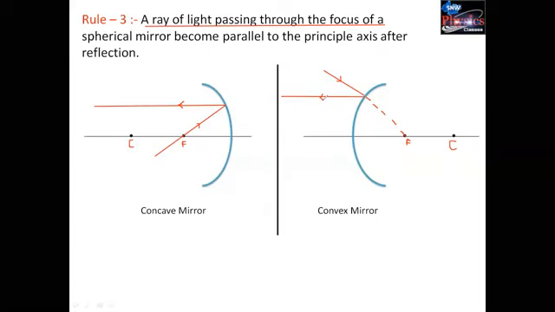We have understood the third rule, that the ray of light passing through the principal focus of a spherical mirror becomes parallel to the principal axis after reflection. ठीक है, फोकस पे अगर कोई रे ऑफ लाइट पास कर रही है तो रिफ्लेक्शन के बाद क्या होगा? अकॉर्डिंग टू थर्ड रूल, इट विल गो पैरेलल टू द प्रिंसिपल एक्सिस.